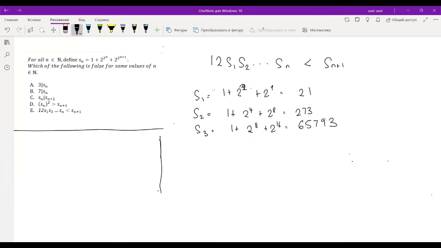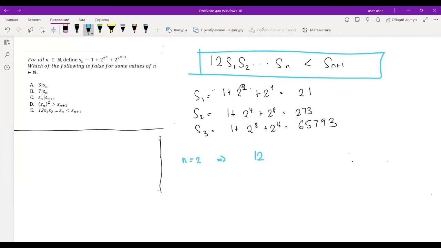So now let's test this. I'm putting a different box now. So this one I want to prove. Let's test this for n equals 2. For n equals 2, I want to check if this is true: 12 S1 times S2 is less than S3. So that is 12 times, what is S1? 21 times 273, that is less than 65793.